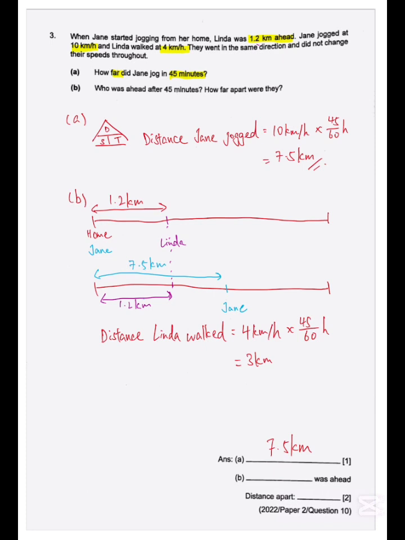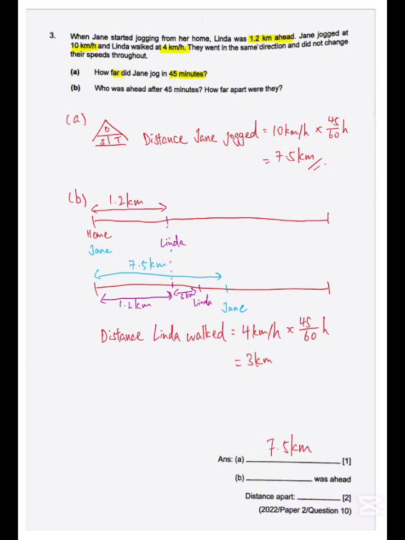So Linda is purple. Linda at first walked 1.2 kilometers, then she walked another 3 kilometers. So maybe it'll be somewhere here, this 3 km, because 1.2 plus 3 km. The total distance Linda has from home is less than Jane's distance of 7.5 km. That's why Linda is to the left of Jane.